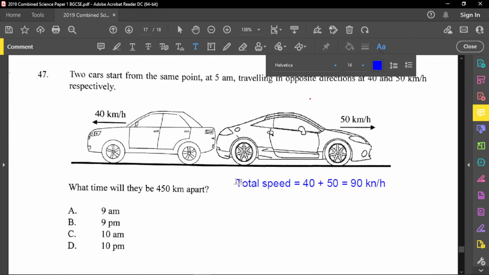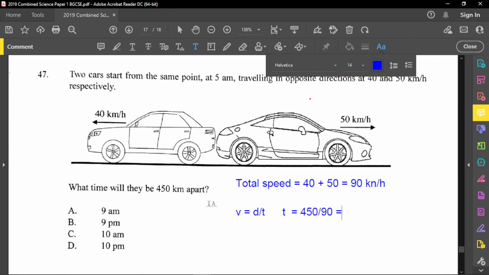Now the next thing is we want to find time. To find time, remember the formula for velocity is equal to distance over time. Therefore, time must equal distance over velocity. So time is equal to distance over velocity. The distance here is 450, so it's going to be 450 divided by our speed, which is 90.